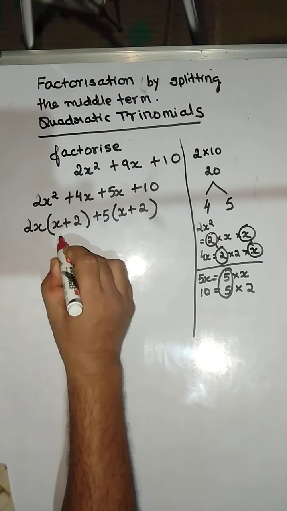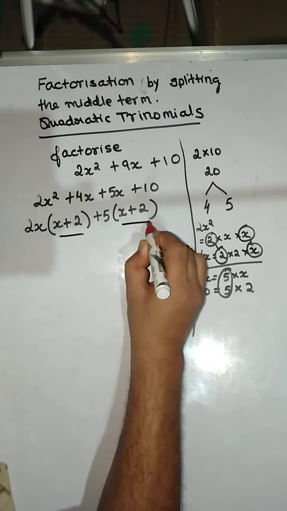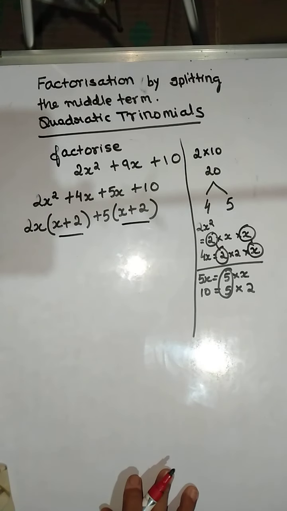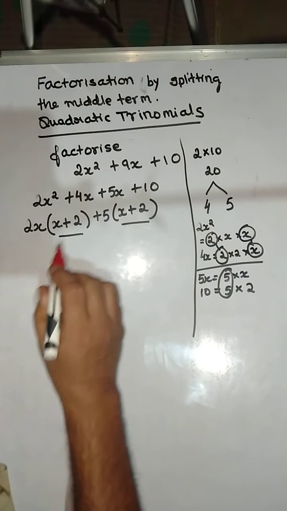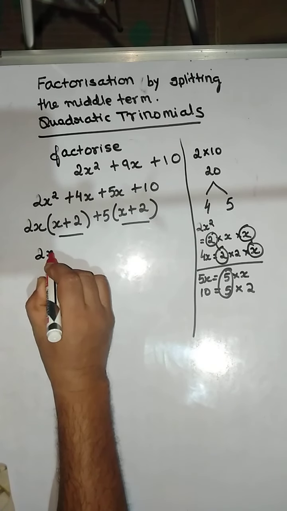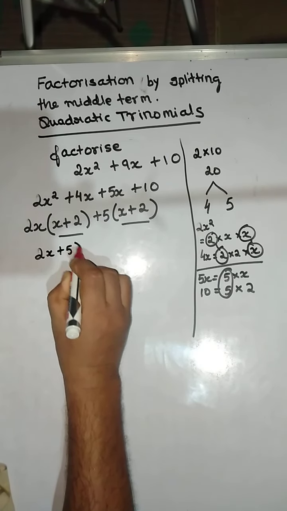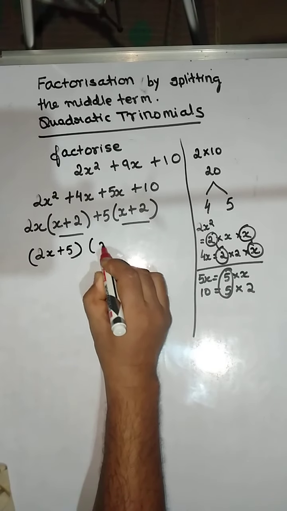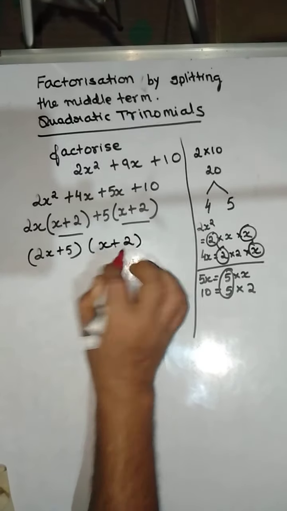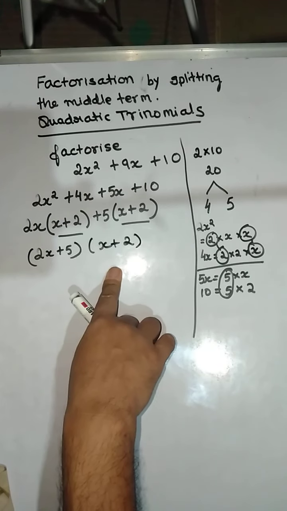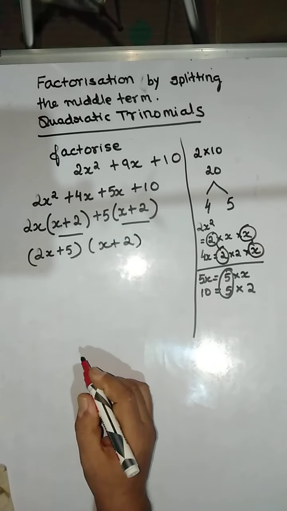You will notice that this and this, which are in brackets, are the same. So let's take the non-common out first. I'll have 2x plus 5 into x plus 2. The common one, just take once. And that is your answer.